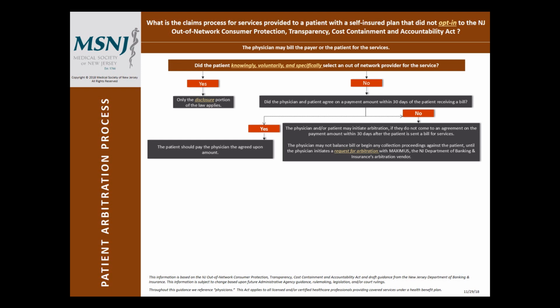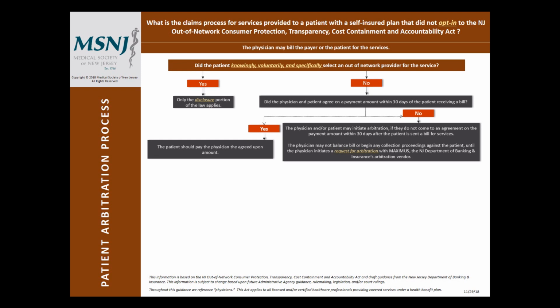Now we have a dispute about payment, and the physician or the patient can initiate arbitration to be paid more or to challenge the amount the physician has. Right. So if the patient receives a bill and wants to challenge that bill or doesn't want to pay the full amount of the bill, they have 30 days after receipt of that bill to file for arbitration. The same goes for the physician. If they bill a patient and the patient does not pay them in that 30-day time period, they can also file for arbitration.